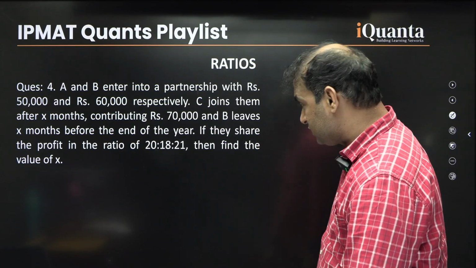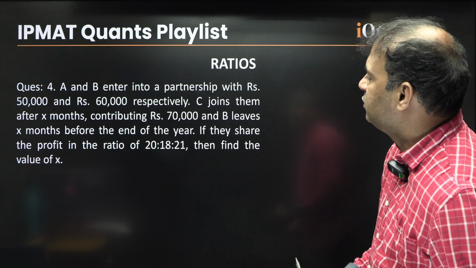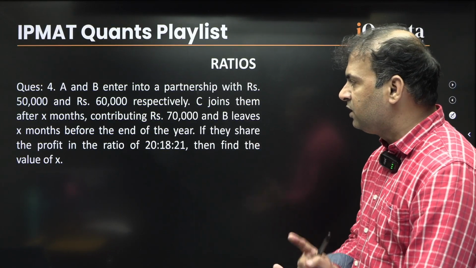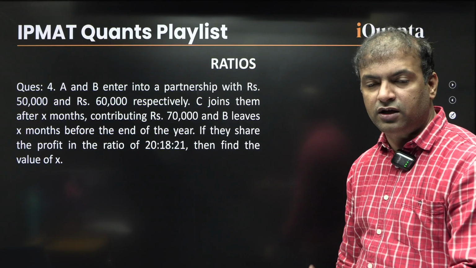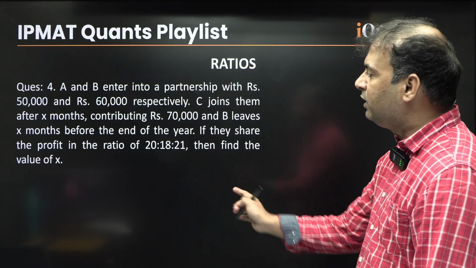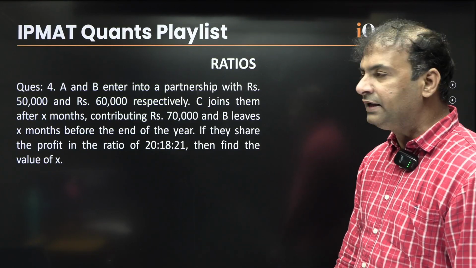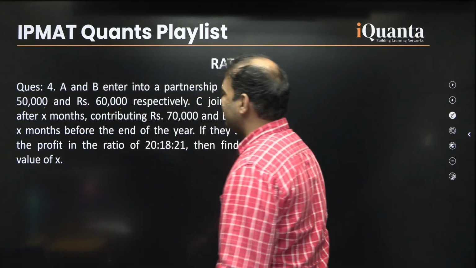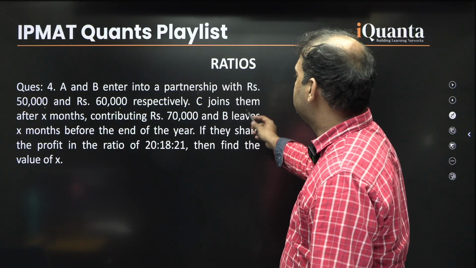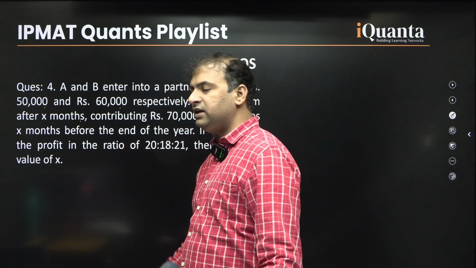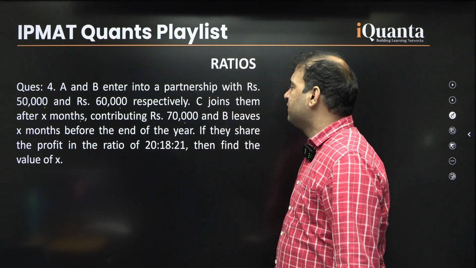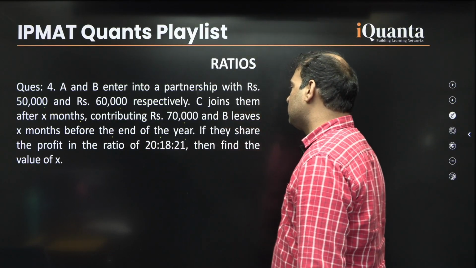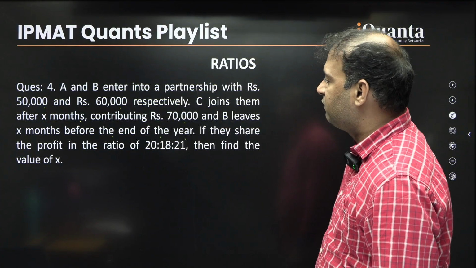Okay guys, very interesting. Why is this interesting? Because C joins after a few months, B left a few months before the end. So except A, B and C are not investing for the whole year, right guys? Only A is the one who is investing for the whole 1 year, right? Let's read it again. The investment of A and B at first was 50,000 and 60,000. They started the partnership. C joins after X months, C joined after X months with 70,000 rupees, and B also leaves X months before the end of the year. If they share the profit in this ratio, then find out the value of X.